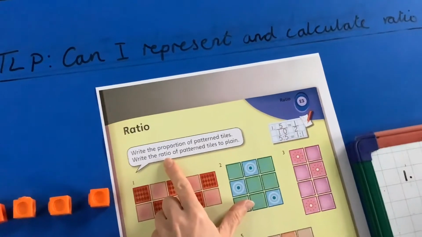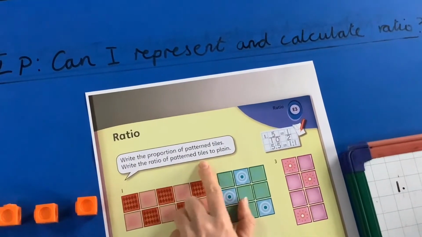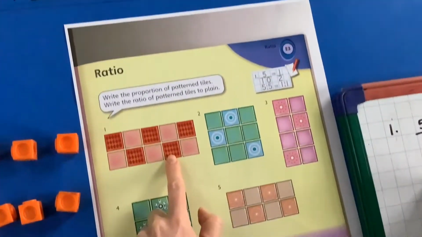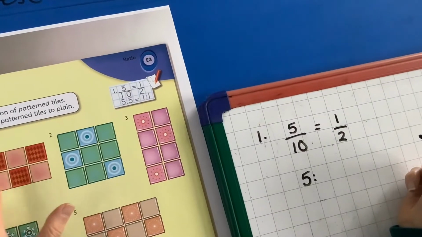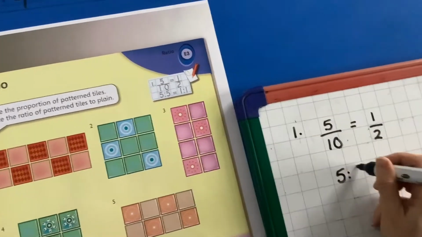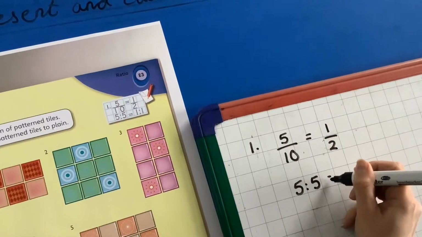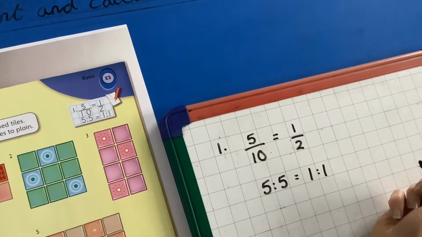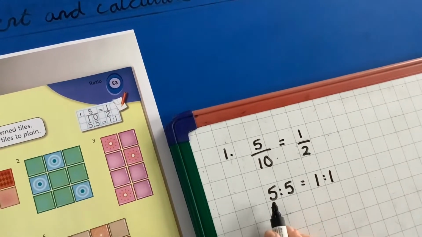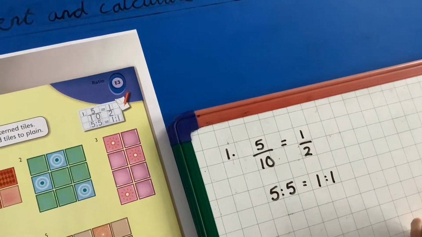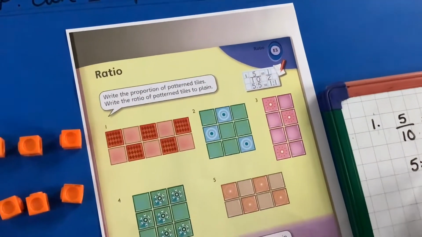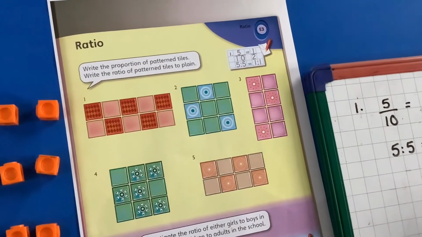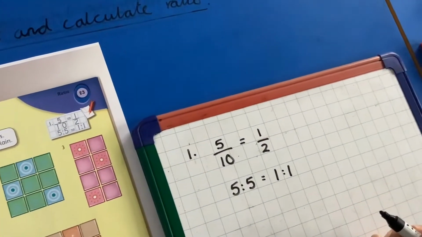Now we're being asked for the ratio of patterned tiles to plain. 1, 2, 3, 4, 5 patterned tiles to 1, 2, 3, 4, 5 plain. Now you still need to simplify. This one you can actually simplify to 1 to 1, because I can divide both of them by 5. It works in exactly the same way when you're simplifying a ratio as it does when you're simplifying a fraction. So as I said, it can get a little bit tricky, but hopefully we've done enough practice that this won't be too difficult for you.